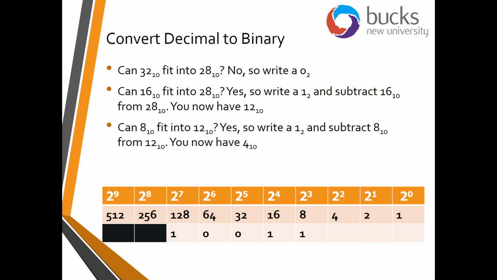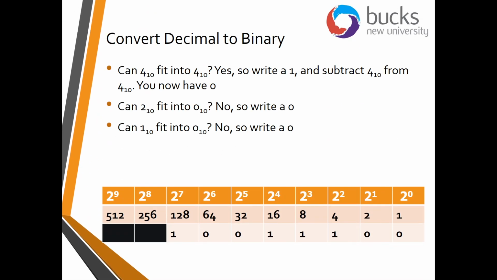And then we look at the next power. So 8 is 2 to the 3. So 8 we can take away from 12. So we do that. We put a 1 under that 2 to the 3 position. And that leaves us with 4. And then we see that 2 to the 2 is 4. So we take 4 away from 4, and it leaves us with 0. And at that point, we can just put zeros in the remaining powers.